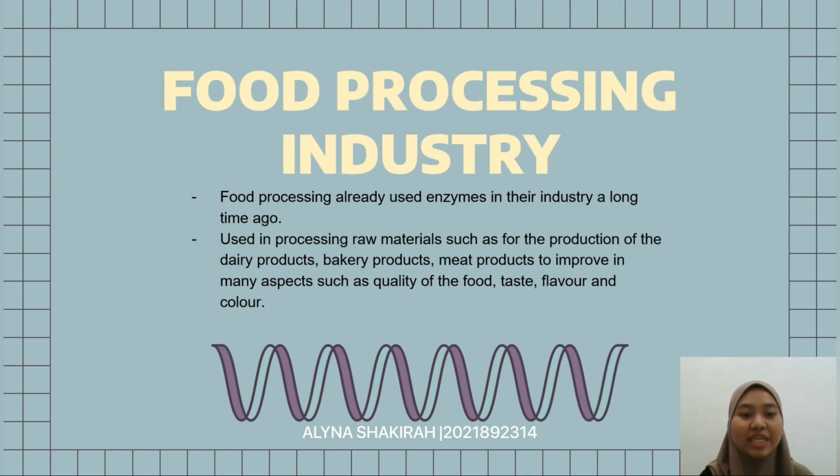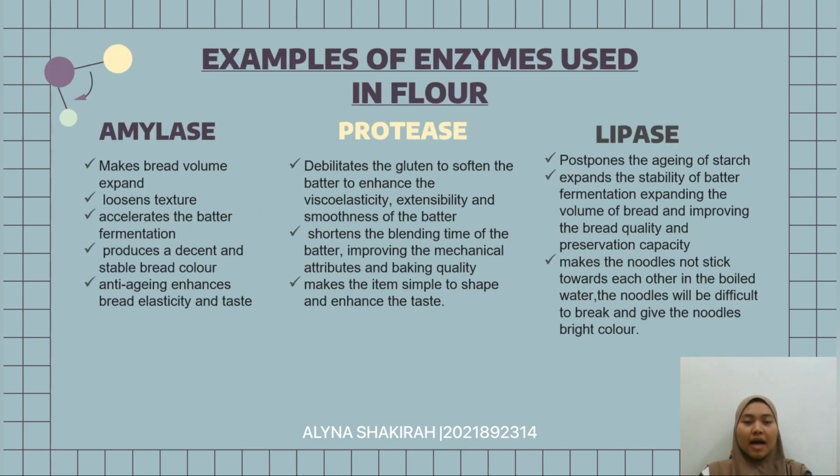It is used to improve many aspects such as the quality of the food, taste, flavor, and also the color. I would like to use flour as an example of processed food that applies enzyme kinetics. So the first enzyme that is present in flour is amylase. As we all know, the main ingredient to make bread is flour.